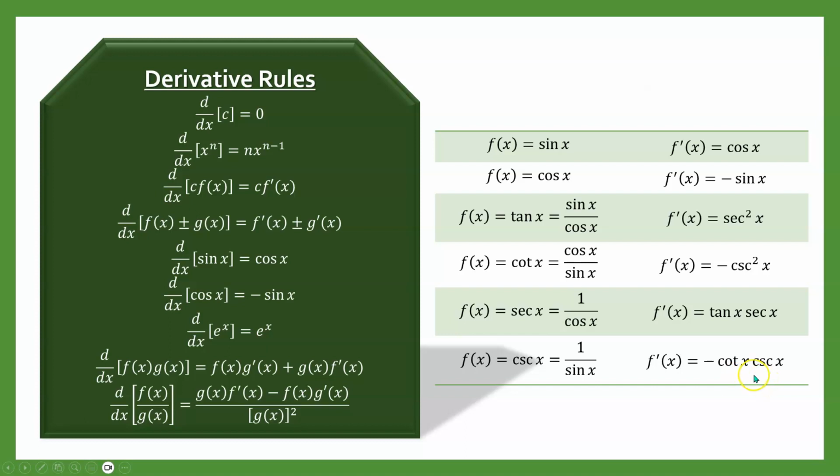And if it helps you to remember these rules, notice that the three co-functions, cosine, cotangent, and cosecant, are the ones that have minus signs in front of their derivatives. Notice that the derivatives of tangent and secant involve secant and tangent, and that the derivatives of cotangent and cosecant involve cosecant and cotangent.